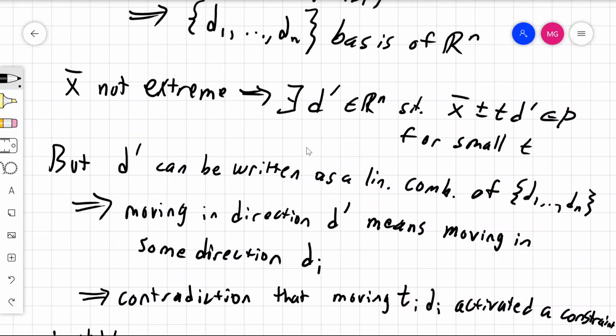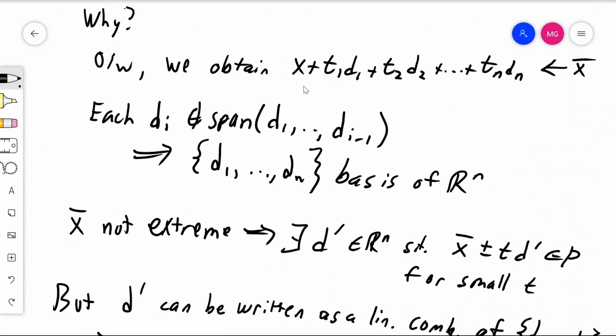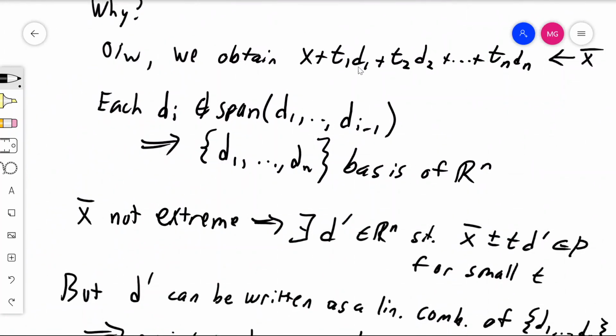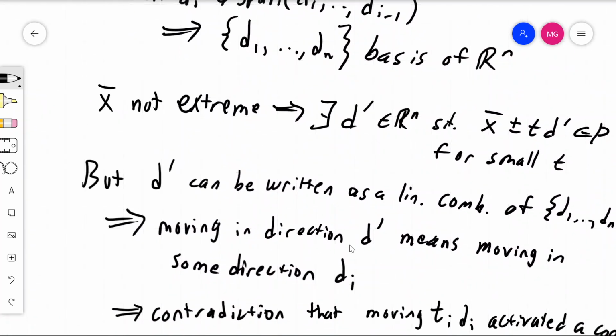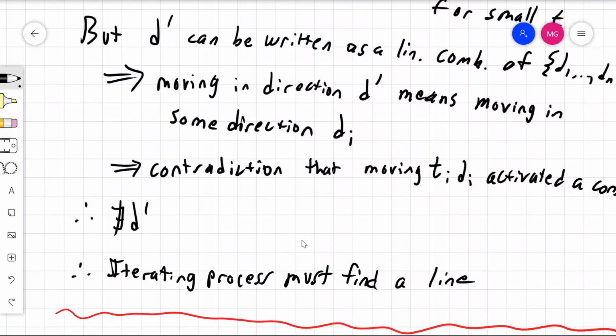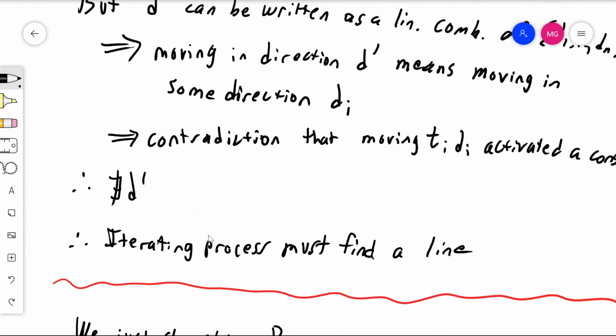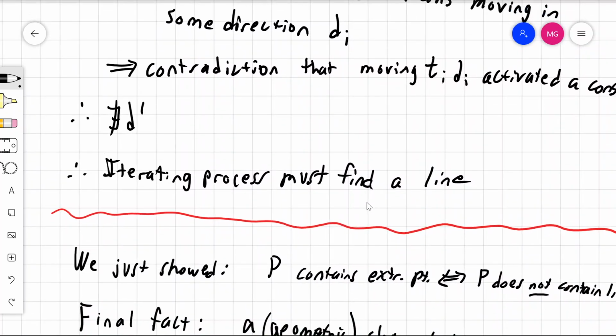And so we're getting this contradiction by assuming that we've iterated n times and we still haven't found a line, because then you'd be in that situation. So actually, by the nth iteration, one of these directions must be a line that you can move infinitely far in. This means that this d prime can't exist, and so the iterating process must find a line in one of these directions by the nth iteration. So then that line will of course be in the polyhedron. So that's the proof for that.